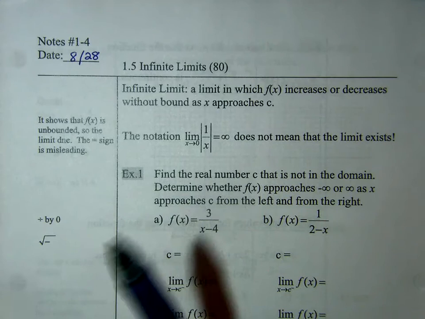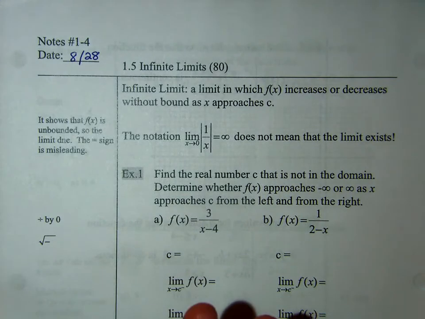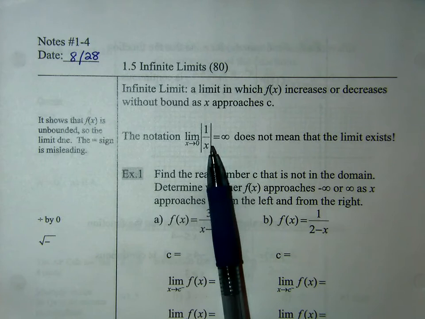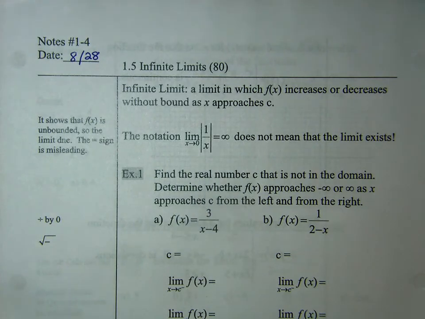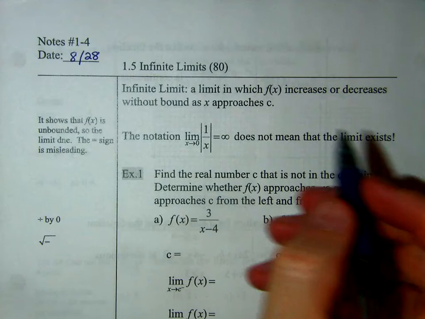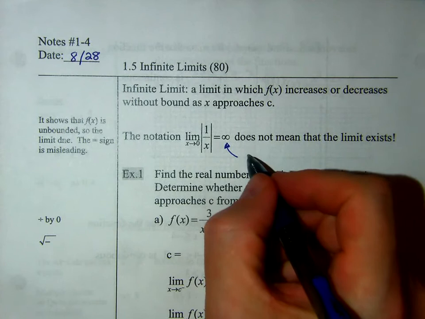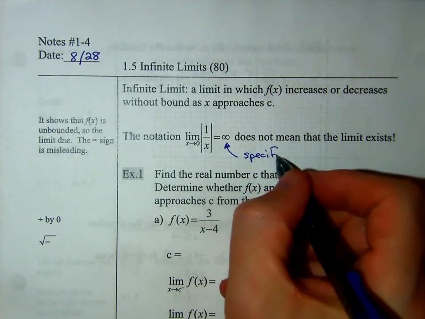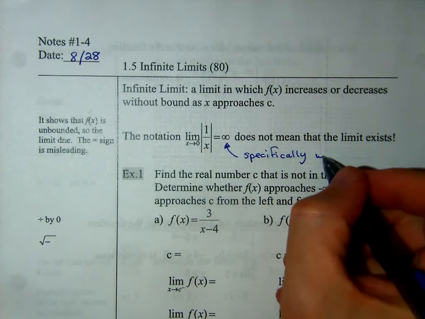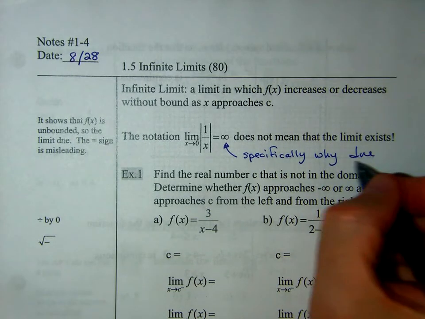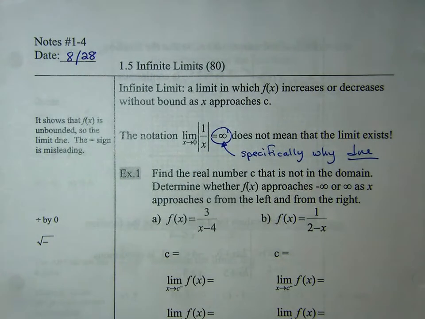Okay, so an infinite limit is a limit where the y values increase or decrease without a boundary as x approaches c, so they approach infinity. The equal sign is a little bit misleading to say that it equals that, but the meaning is that the limit does not exist. The infinity lets us know specifically why the limit does not exist. But we're going to go with the answer, infinity.